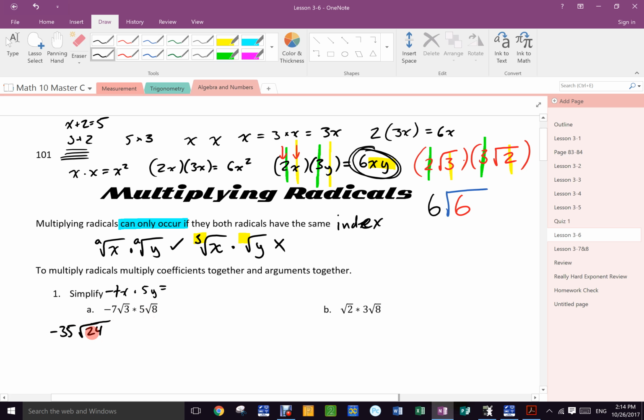24. Is that a gold star Mrs. Bad Crumble answer? No. Why? Because you can reduce. Because you can simplify. What is 24 really? 12. I would use 4 and 6. Why?